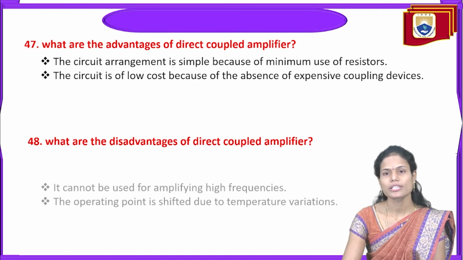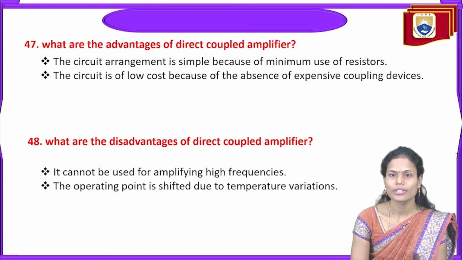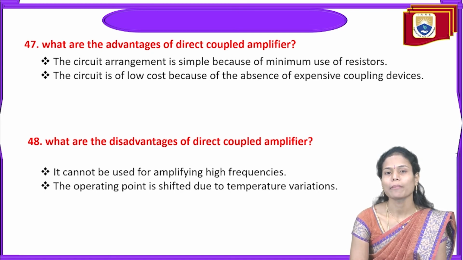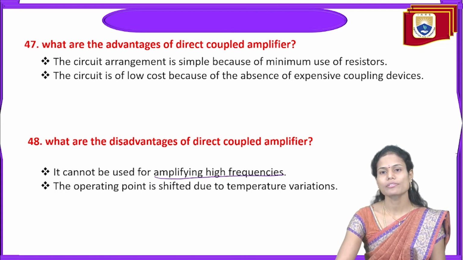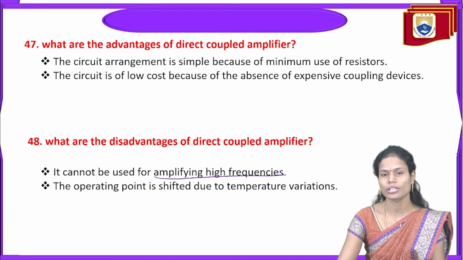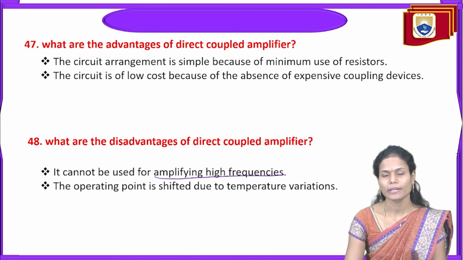And next, what are the disadvantages of direct coupling here? While coming to the disadvantages, it cannot be used for amplifying high frequency signals. That is the major drawback of direct coupled amplifiers. And the operating point also shifts due to temperature variations in the circuit. Why? Because we are not providing any coupling elements to control those variations. So that's why we can expect variation of the operating point in the amplifier.